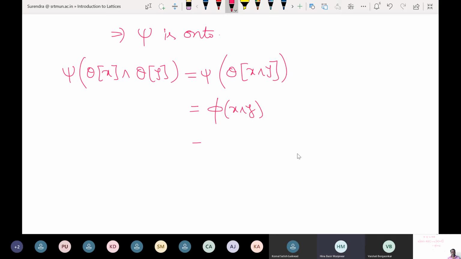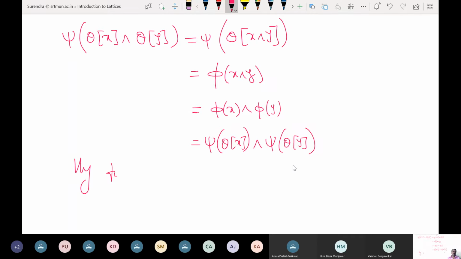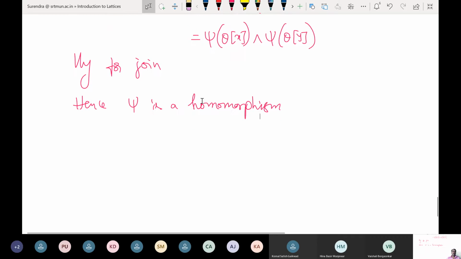y. But we know that phi is a homomorphism. So therefore this is the same as phi of x meet phi of y. But again going back, phi of x is the same as psi of theta of x meet psi of theta of y. Okay. So similarly, you can prove it for join, and hence this psi is a homomorphism, right? So because it is a homomorphism and we already proved it is bijective, this implies this L modulo theta is actually isomorphic to L. Is the proof clear?